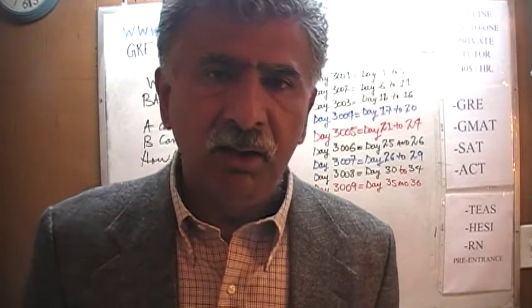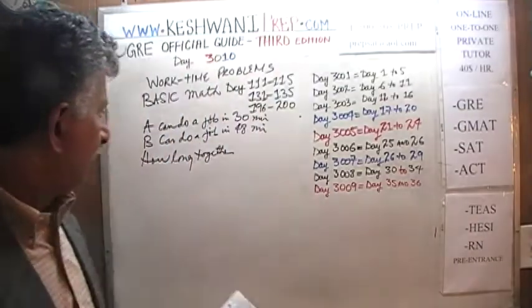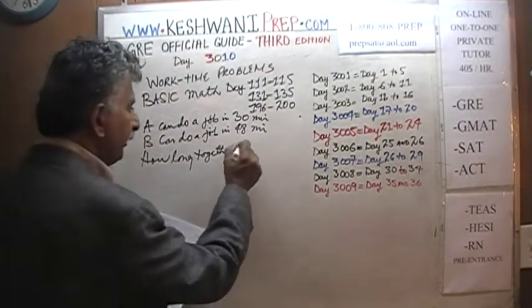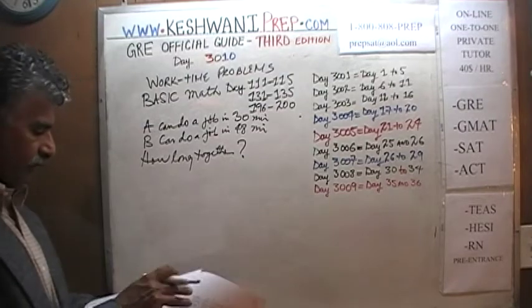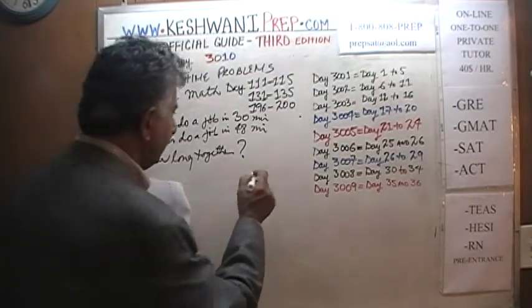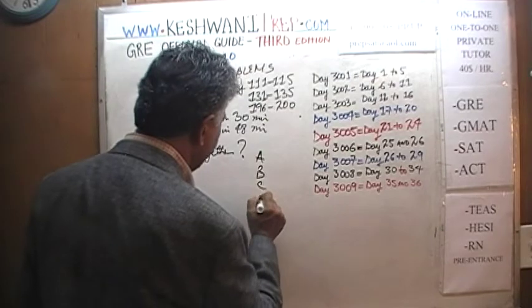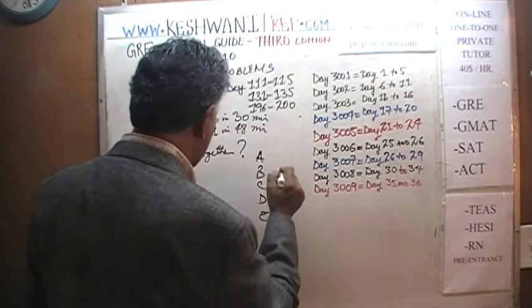This is how the exam is going to say it. I'm not going to write all of that on the blackboard. How long will they take working simultaneously at their corresponding speeds to finish the job? How long together? How long would they take to do the job together? Here are the answer choices, A, B, C, D, and E.